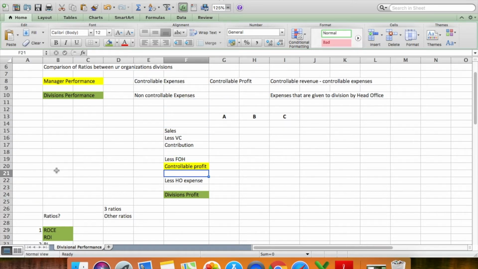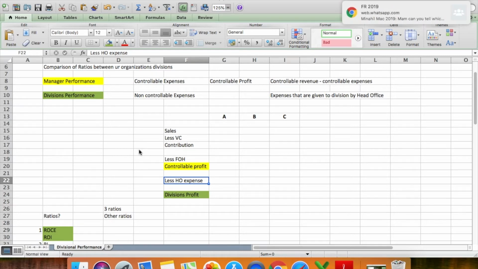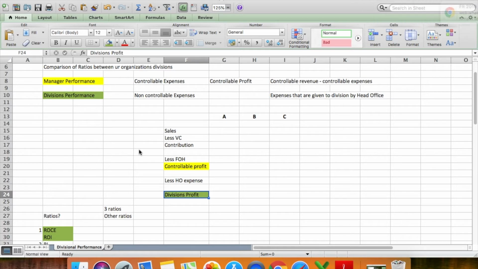And then you deduct the head office expenses, which are those that are not controllable by the management. These are expenses that have been allocated by the head office that the manager should not be responsible for, should not be asked about. This then gives us the division's profit, the overall profit within the organization, right?